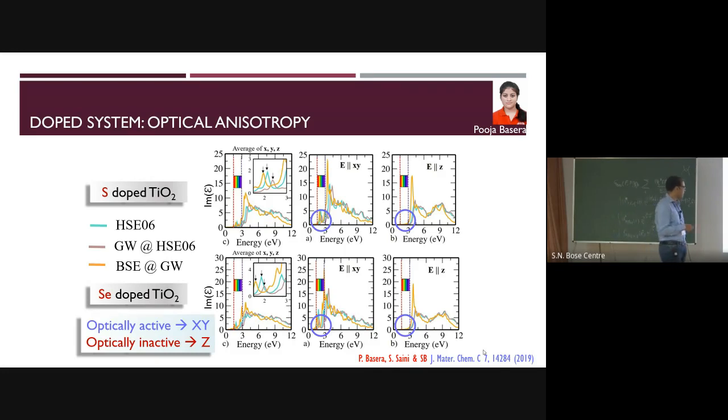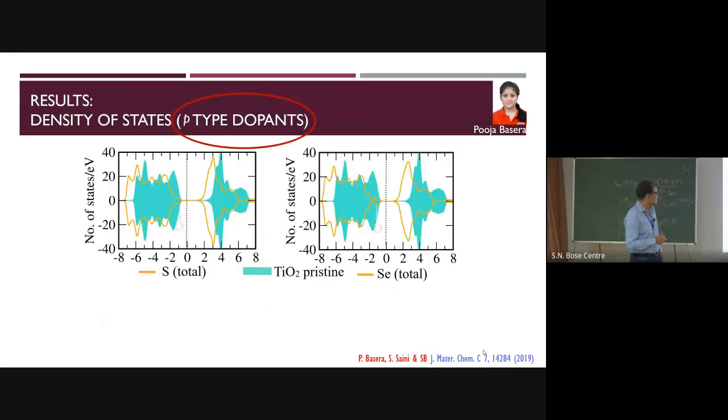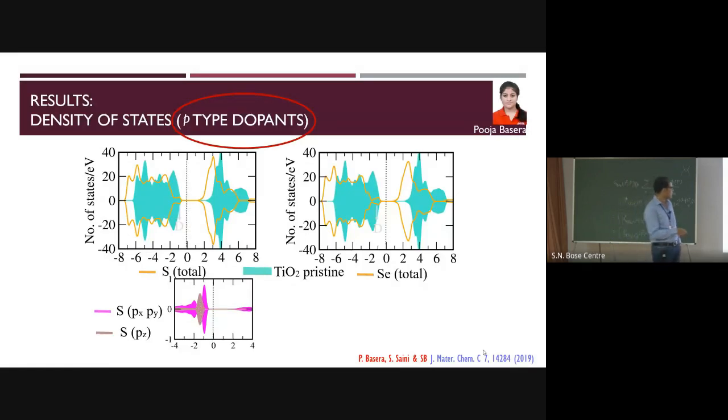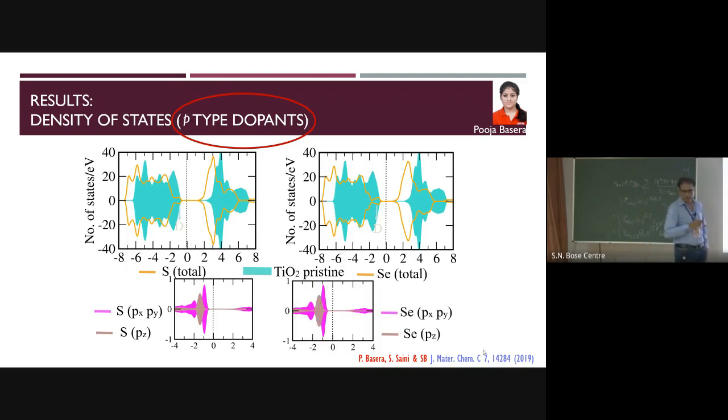Now, why is it so? This is optically active along X and Y directions, and optically inactive in the Z direction. If you simply plot the density of states, you can clearly understand why. This is the pristine system, and once you make the defect, the defect state is lying here, and these are P-type dopants. If you plot the orbitals, these are the XY orbitals, so Px and Py, contributing close to the Fermi energy, and the Z orbital is a little bit shifted, so obviously Z will not take part in the optical transitions, and that's nothing unusual.